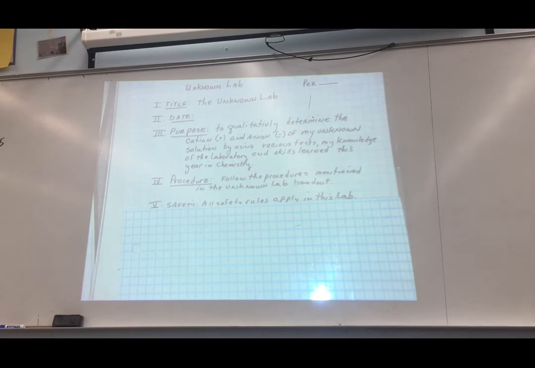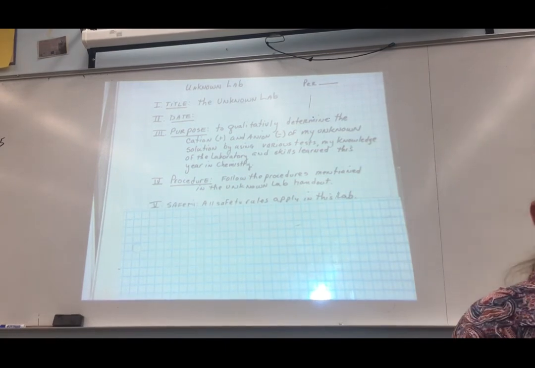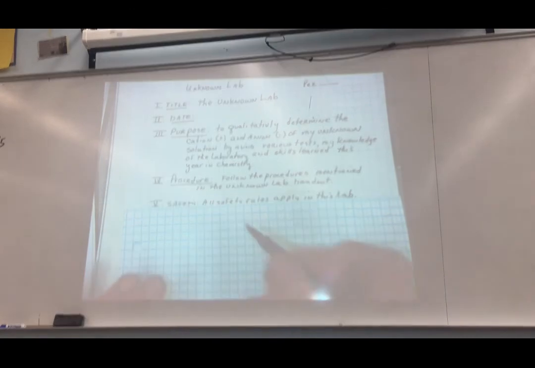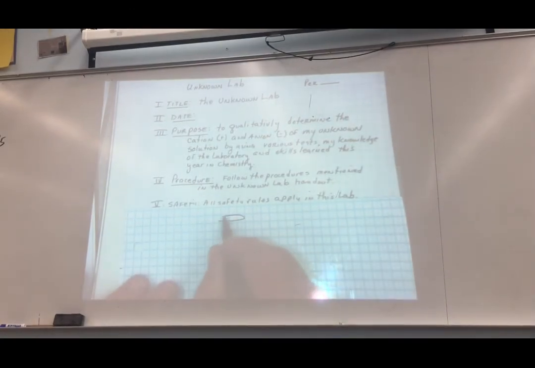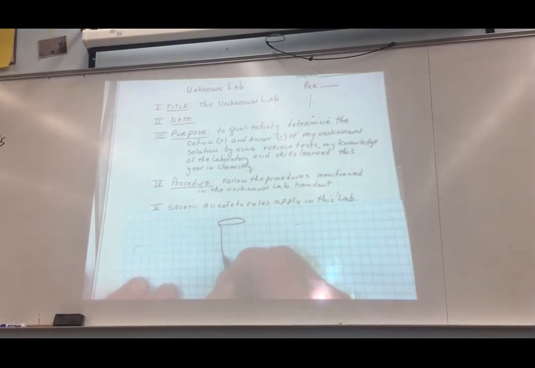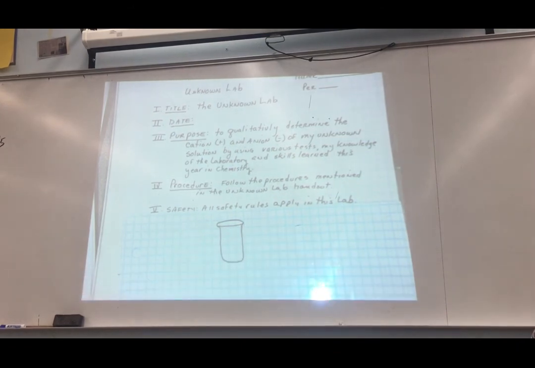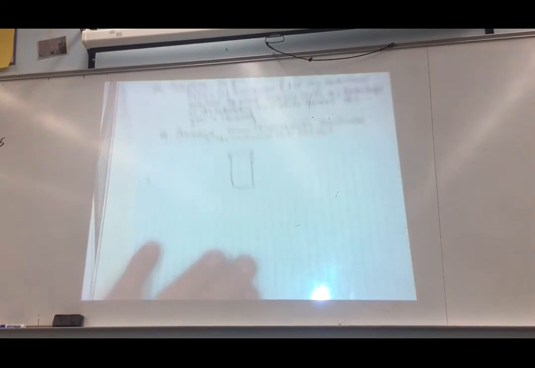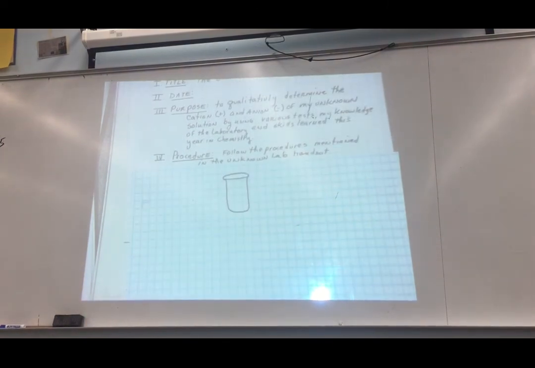All right, so on your unknown, this is what you're going to get. You're going to get a test tube. And if it were me, I'd make these notes either on paper or on your handout. The handout probably would be the best thing. The lab handout.